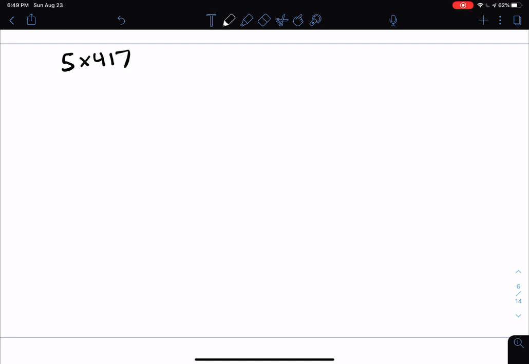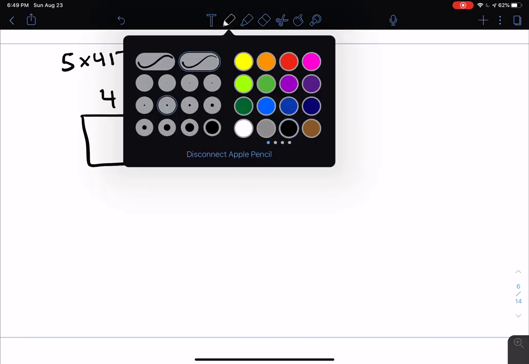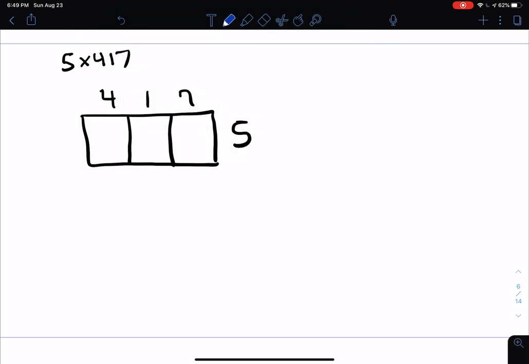So one way you could do this is draw a box. Let's put 417 across the top. And let's put 5 on the right side. And let's draw some cells. So since 417 is 3 digits, we have 3 columns. Since 5 is 1 digit, we have 1 row. And I'm going to switch colors to fill in the boxes. We're going to draw little diagonals in each little square, each cell.